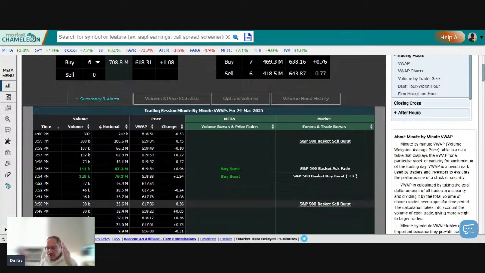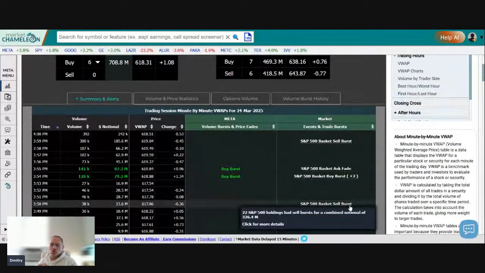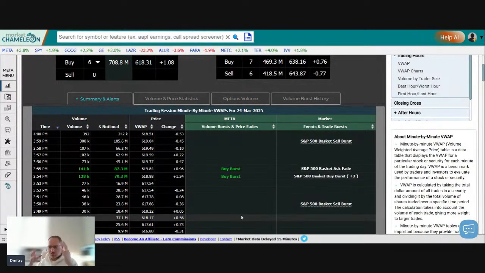You want to paint the whole picture. Okay, we got a buy burst, but why? Why is it happening? Is there a hidden order in there that's trying to establish and build a position? Is it because of something else that happened in the market that was correlated? We could also look at the options volume, see if it was potentially a hedge of a larger options trade. But it's important as a trader to really paint yourself a picture.